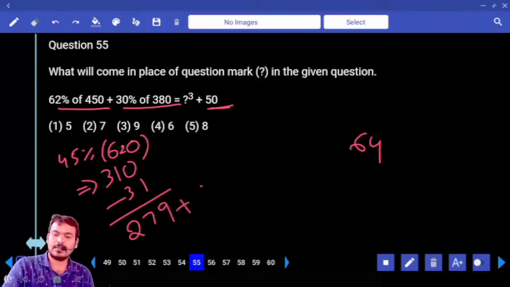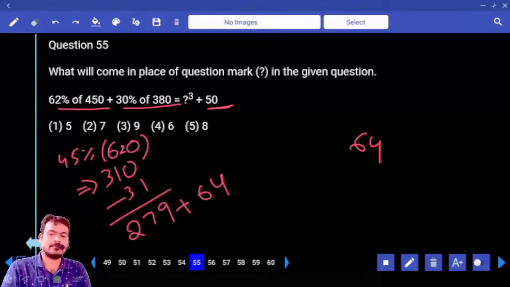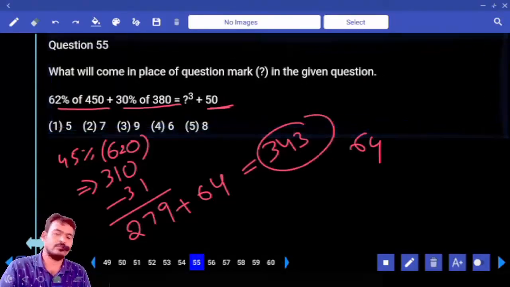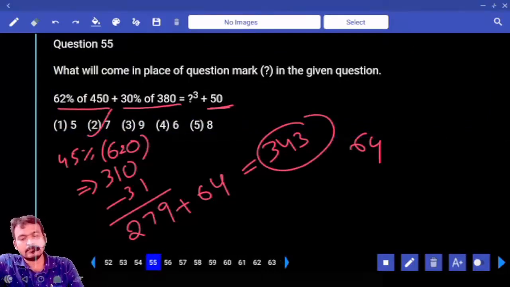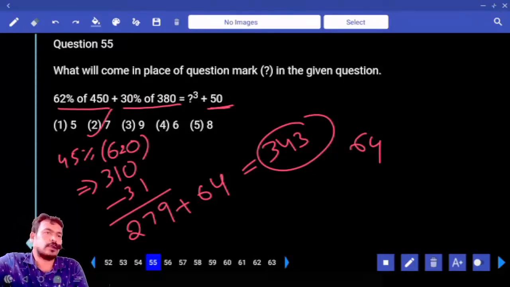279 plus 64. Subtracting or adding? 343 means which cube? 7 cube. Or verify the units position also, we get the same answer.